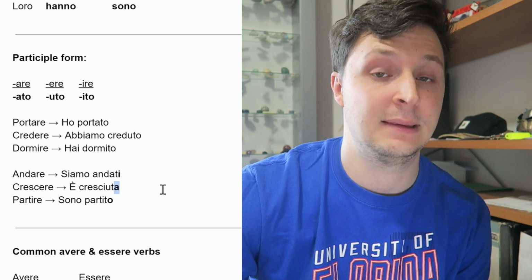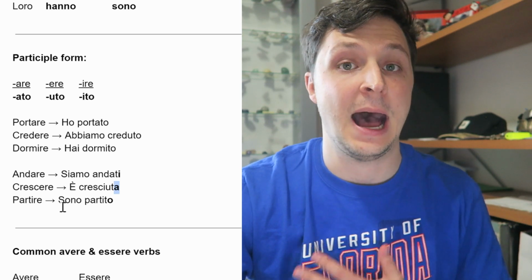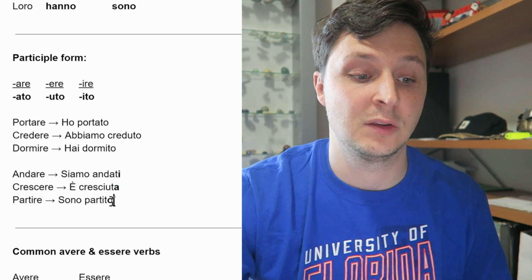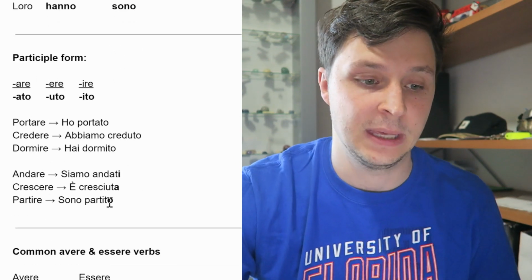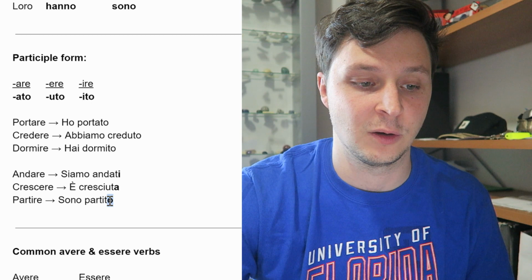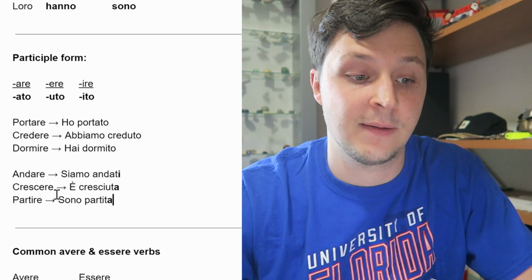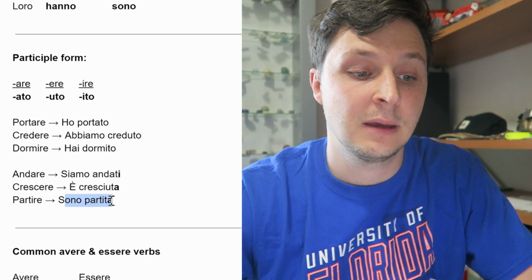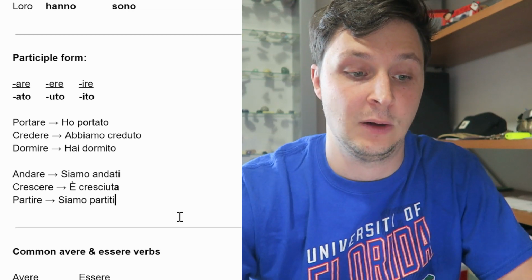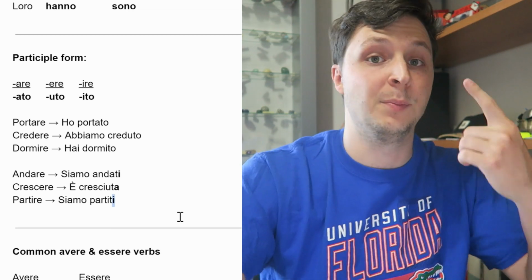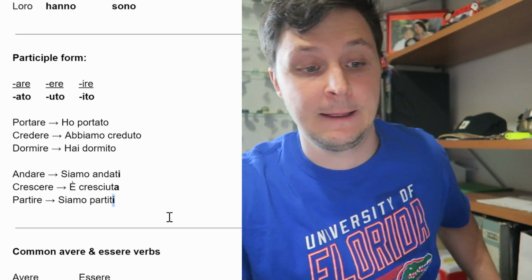So notice the feminine singular ending with the è cresciuta. Last, what if I want to say I left? Sono partito. So again, it's essere, I, sono partito, because it's essere, so this has to agree. If I were a girl, it'd be sono partita. If I was saying we are leaving, or we left, it'd be siamo partiti with an I ending, okay? Because it always has to agree with the person, masculine, feminine, and plural or singular, okay?